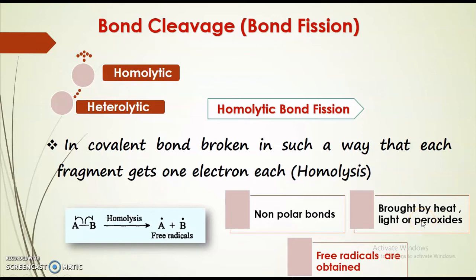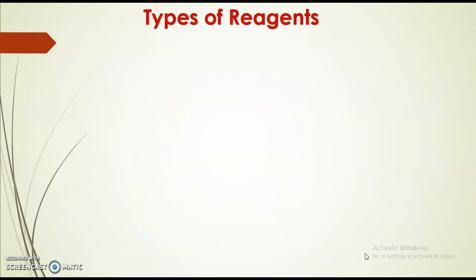Then what are the products obtained after hydrolysis? Free radicals are obtained. Next we will consider another important fact, the reagent in an organic reaction. What are the types of reagent? That is what we are going to discuss now.